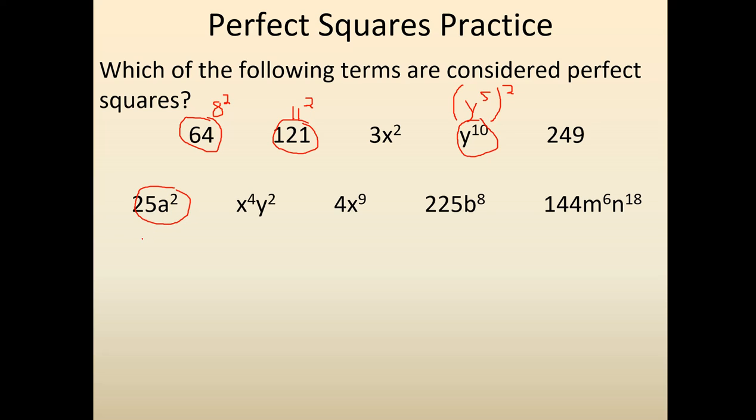25a squared is 5a, squared. This one is a perfect square. This is x to the fourth, oh, I should write this as x squared, y, all squared. This is not a perfect square because that exponent is odd. 225 is 15, b to the fourth, so that's 15 squared.